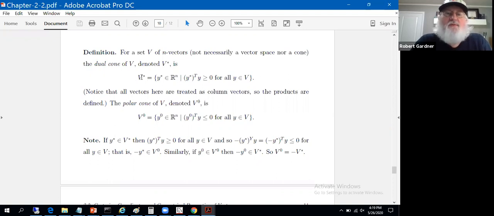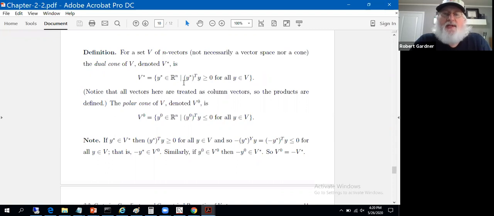But we get the dual cone V star to be all vectors Y star in Rm such that Y star transpose times Y is greater than or equal to 0 for all vectors Y in this set V. All right. Y star transpose times Y, that's just really an elaborate way of saying the dot product of Y star and Y. And at this stage, we're treating all these vectors as column vectors. So we have to do the transpose thing to get the product to be meaningful, like we did with the C sub i's that we had upstairs. But really, it's just the dot product, or in this class, an inner product.